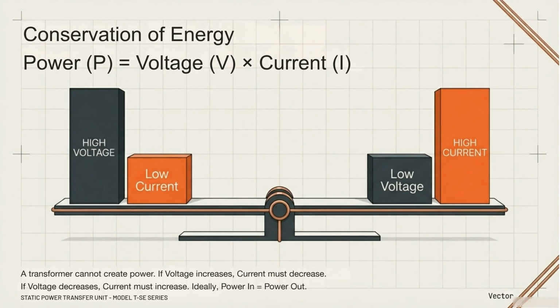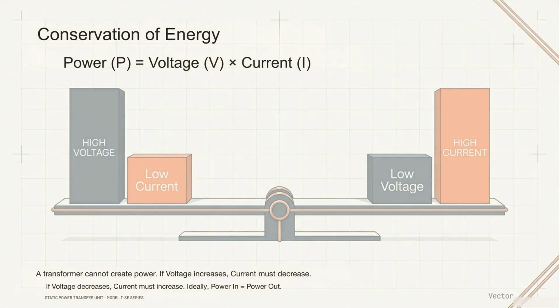Transformers operate under the conservation of energy. Power equals voltage times current. If voltage increases, current must decrease, and vice versa, ensuring power in ideally equals power out.